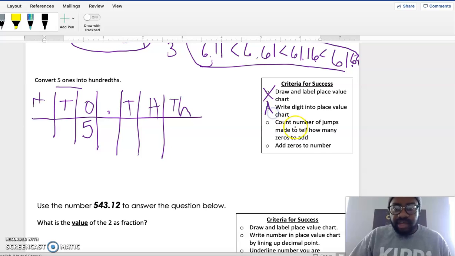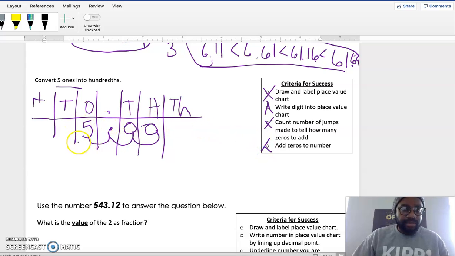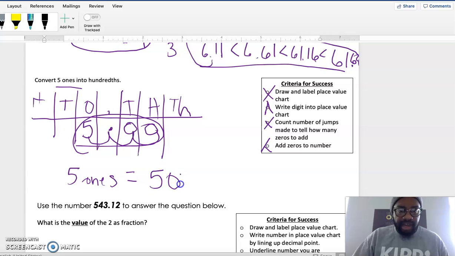Perfect. Write my digit that I'm trying to convert inside of the place value chart. It says 5 ones, so I put a 5 here. I'm jumping to the hundreds place. So I don't count this as a jump. That's a decimal point. So this is 1, 2 jumps. And I add those zeros to the number. So my new number is 500. So 5 ones is the same as 500. And what's this place value? It's the hundredths place.